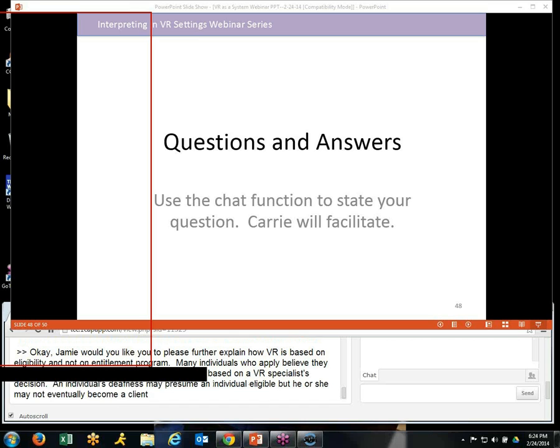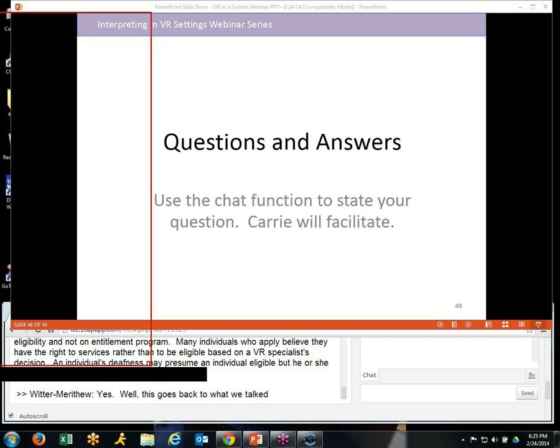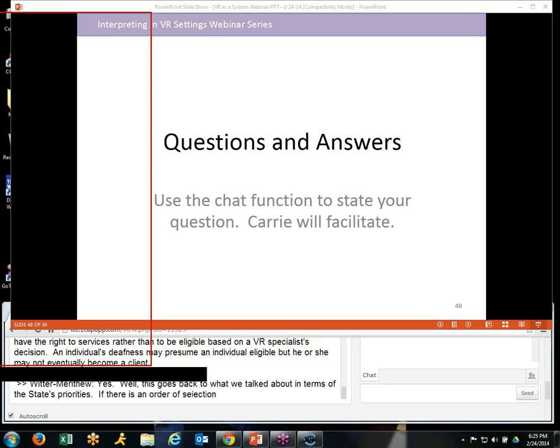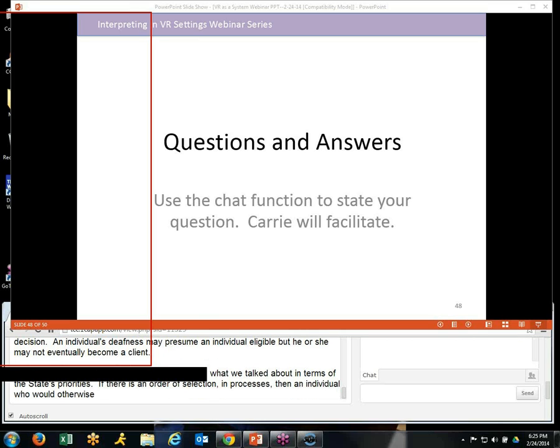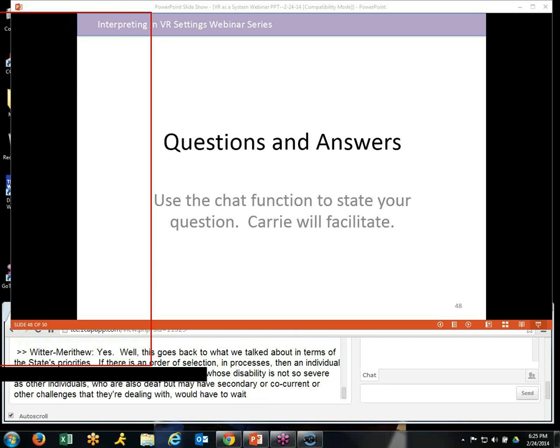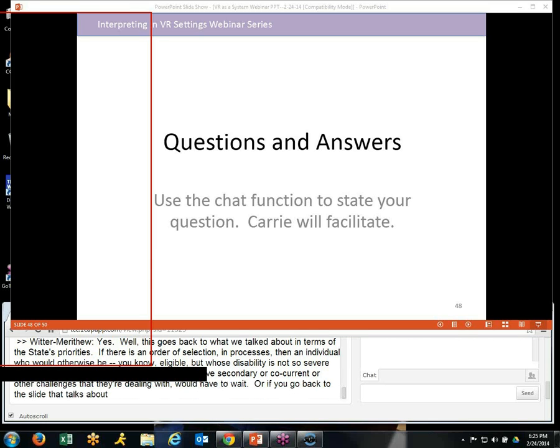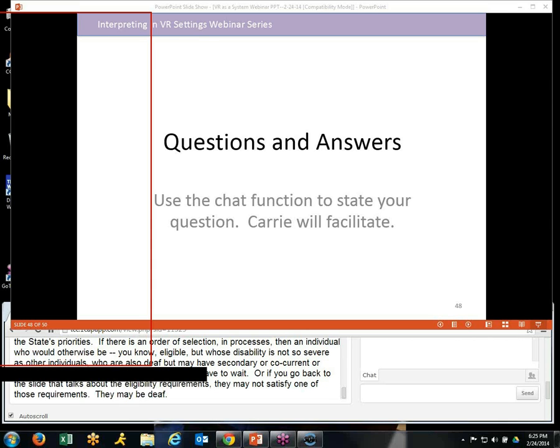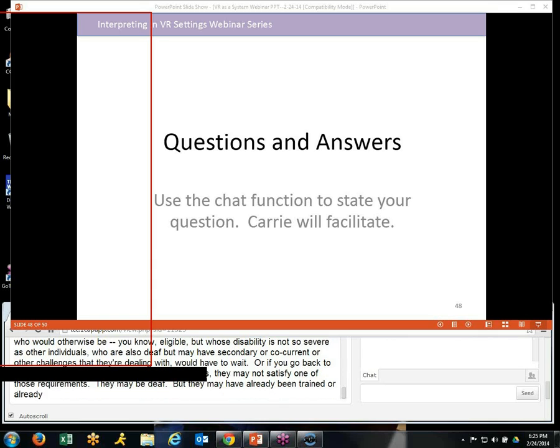Yes, well, this goes back to what we talked about in terms of the state's priorities. If there is an order of selection in process, then an individual who would otherwise be eligible, but whose disability is not so severe as other individuals who are also deaf but may have secondary or concurrent or other challenges that they're dealing with, would have to wait. Or if you go back to the slide that talks about the eligibility requirements, they may not satisfy one of those requirements. They may be deaf, but they may have already been trained or already have specific job skills, and so their deafness is not necessarily a barrier to employment.